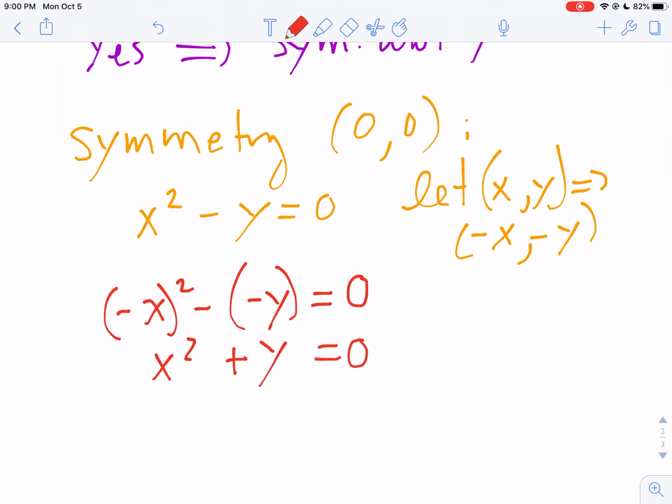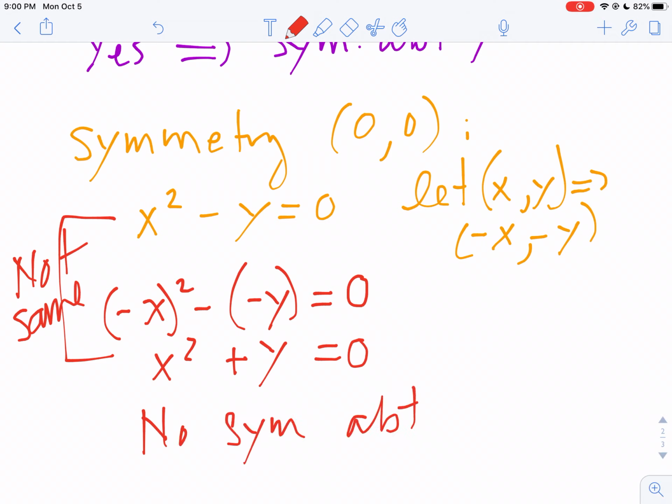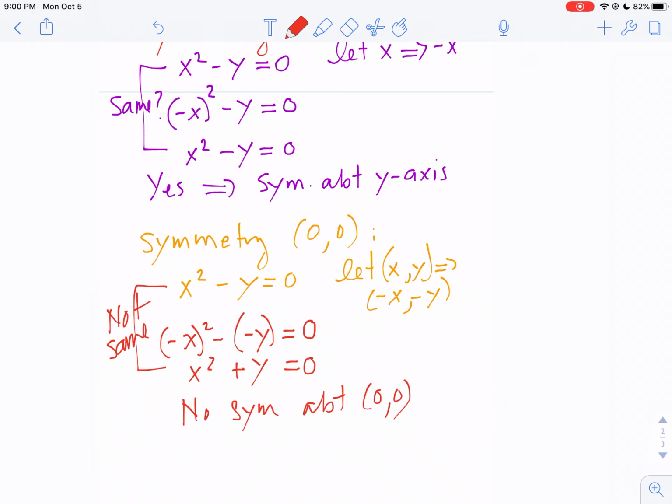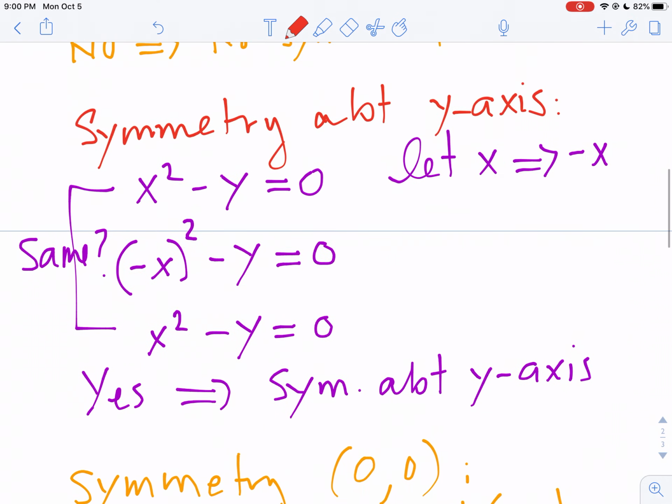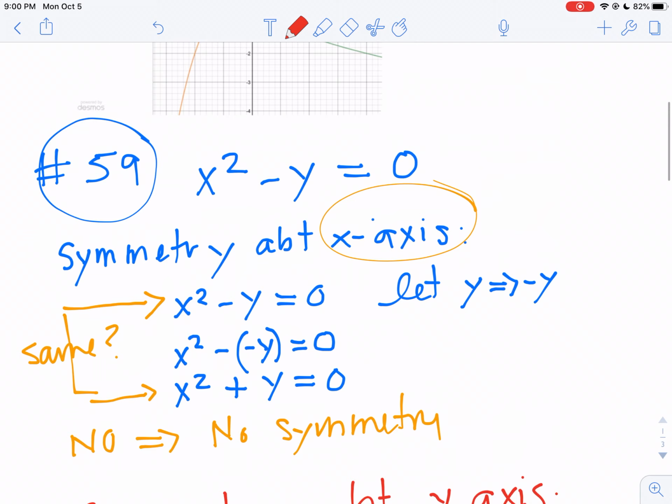There is nothing else that I can do, so it's time to compare these two equations. And are they the same? The answer is no, not the same, because the y in the original equation has a negative sign and the y that we just got has a positive sign. Okay, so because they are not the same, there is no symmetry about the point (0, 0). Okay, so this is one problem where you have to check for symmetry. Again, one single problem, you must check for symmetry about the x-axis, the y-axis, and the point (0, 0). So you're doing the problem 3 times. Okay, so there you have it.